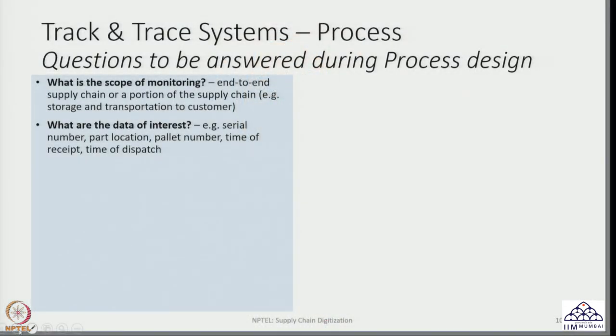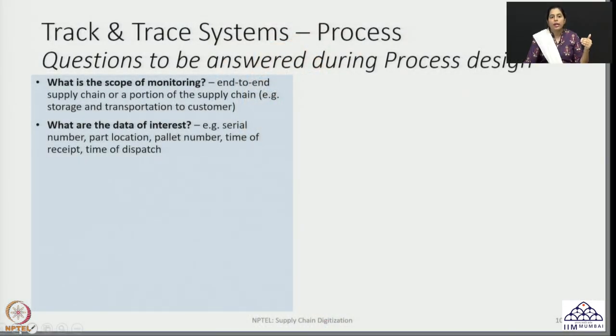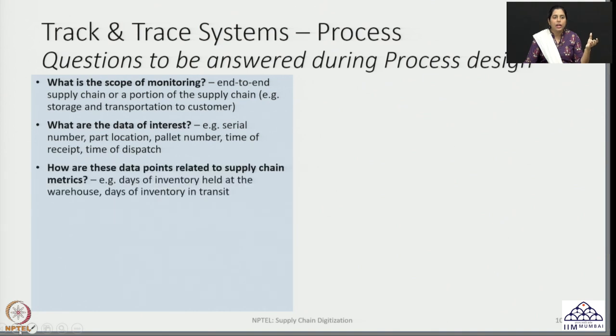Similarly, what is the data of interest? I have already discussed earlier that we need to connect this to the kind of application that we are interested in, whether it is monitoring just the inventory movement or also the health of the inventory. And that means we need to find ways of connecting these data points to the relevant metrics of interest to us, such as the days of inventory that are being held, so on and so forth.